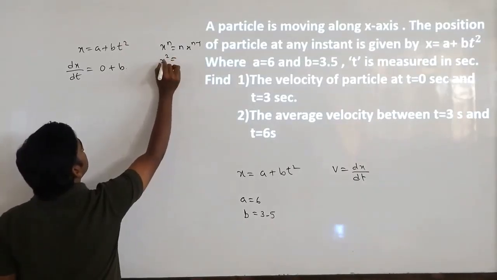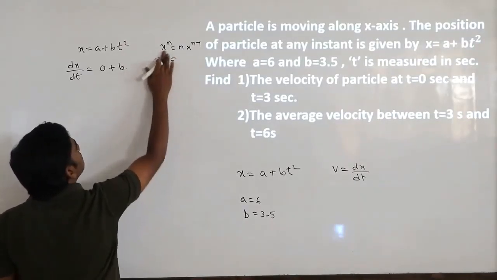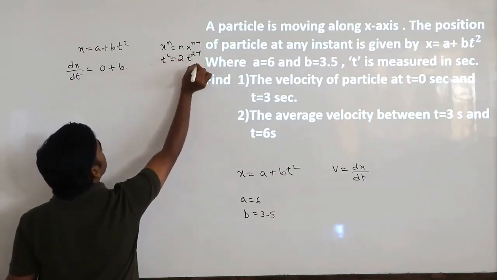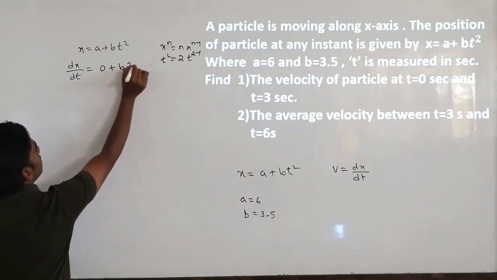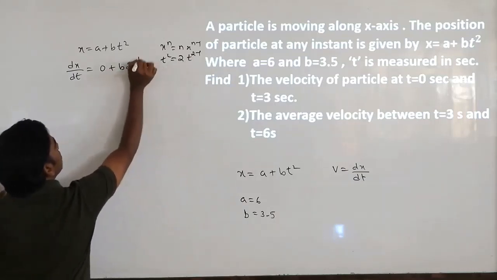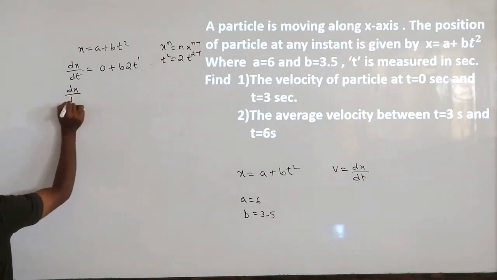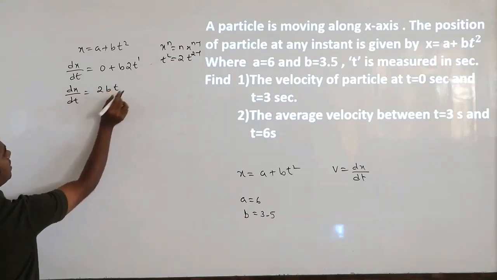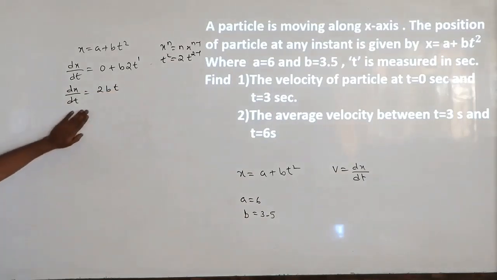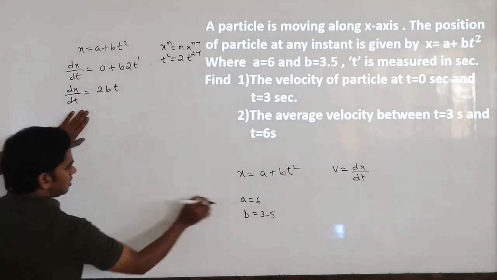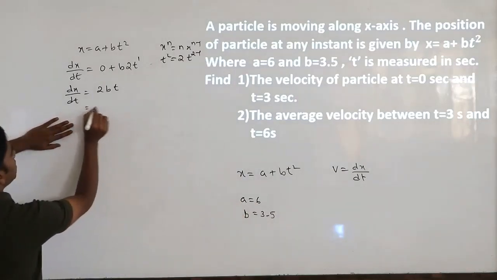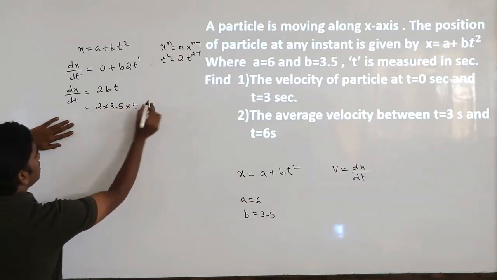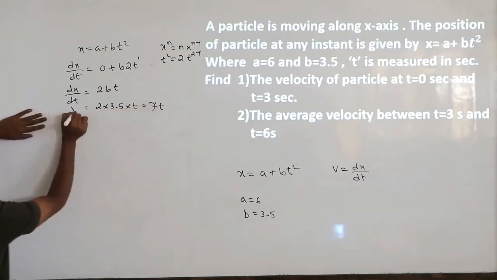Differentiation of t square, you get 2 into t raised to 2 minus 1, which means t raised to 1. So dx by dt is 0 plus 2b into t. What is b? b is 3.5. Substitute that: 2 into 3.5 into t. 3.5 into 2 is 7. So 7t is your velocity.